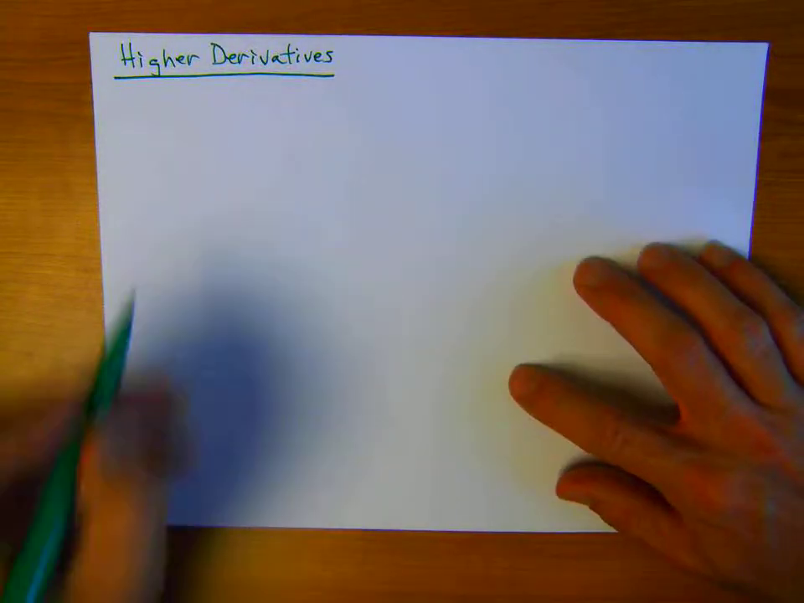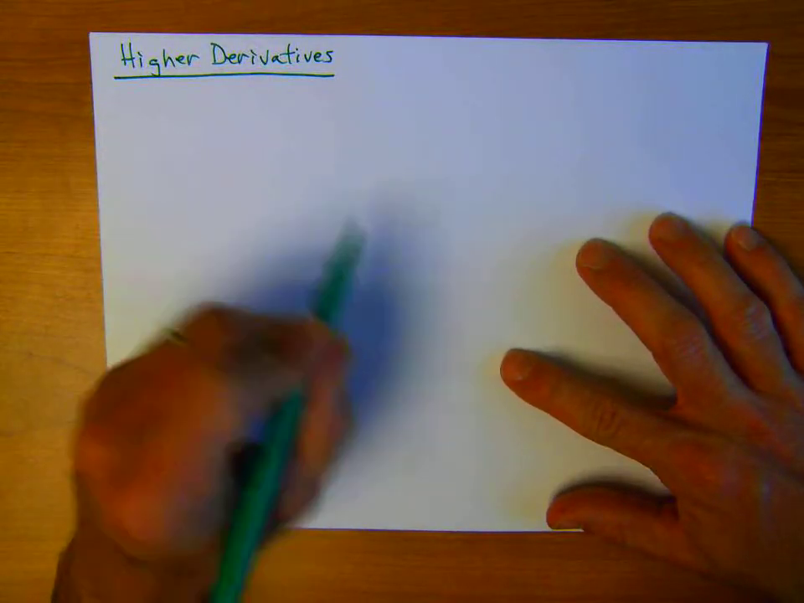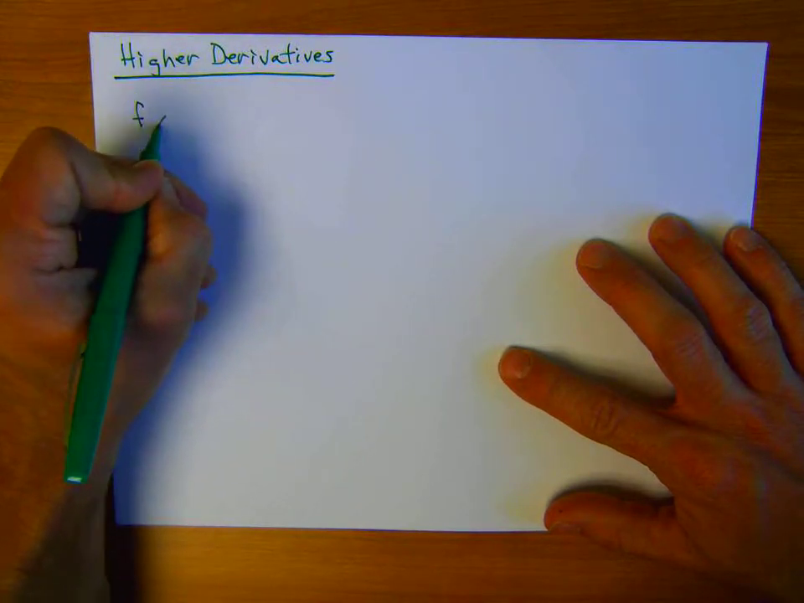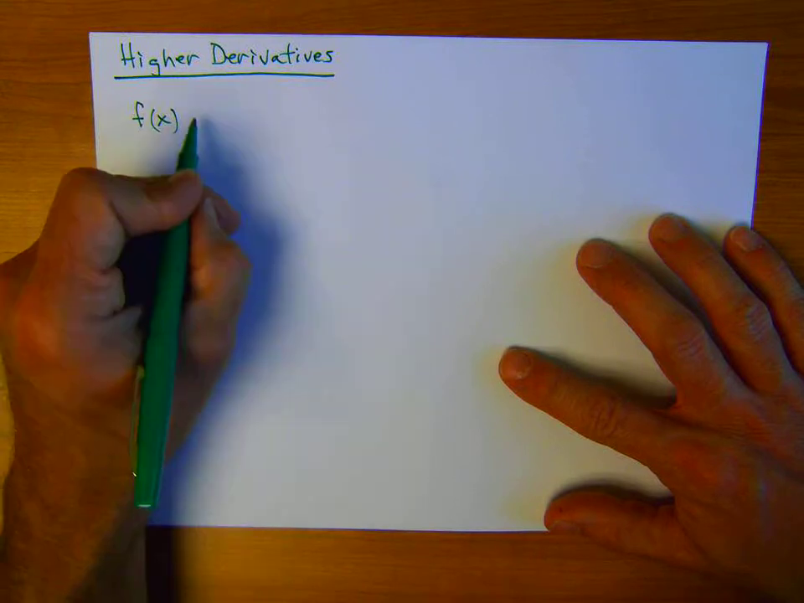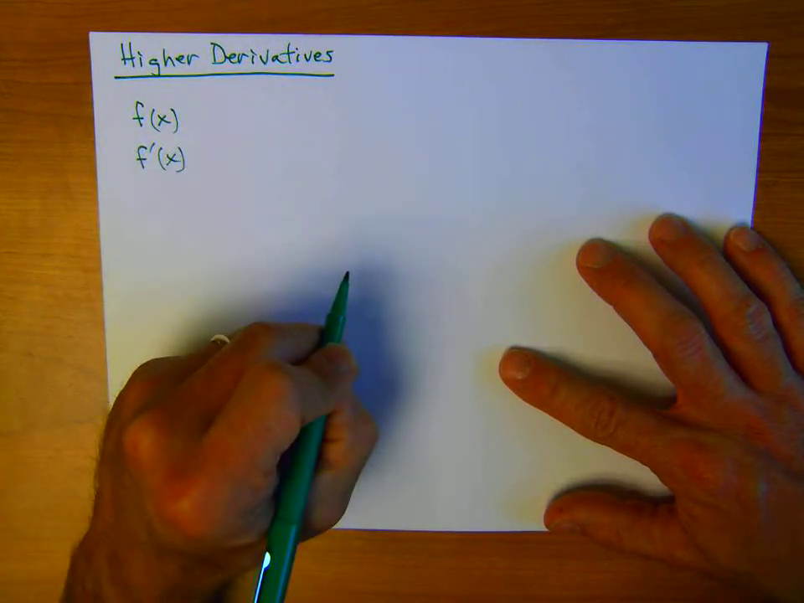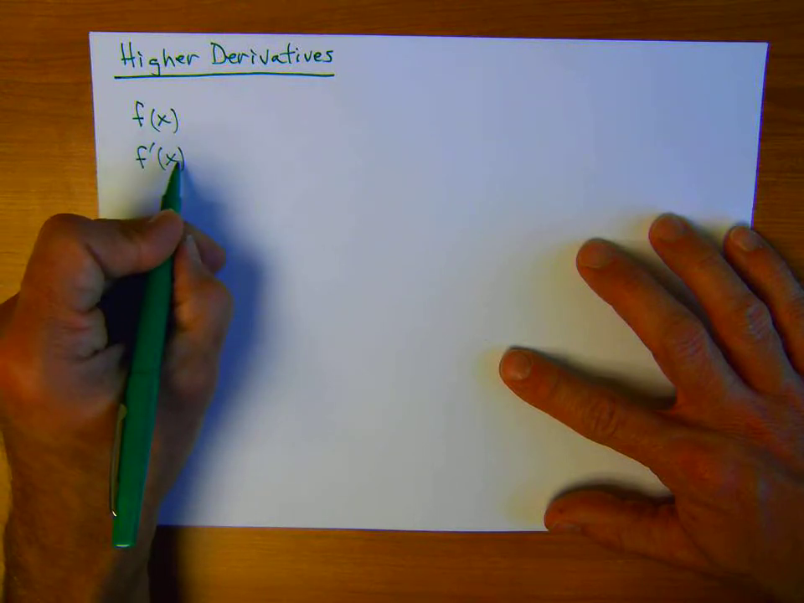In this lecture, I want to talk about higher derivatives. And what do I mean by higher derivatives? Well, I mean taking more than the derivative once. So for example, if I start off with the function f, I could take the derivative of that, and I would get f prime.